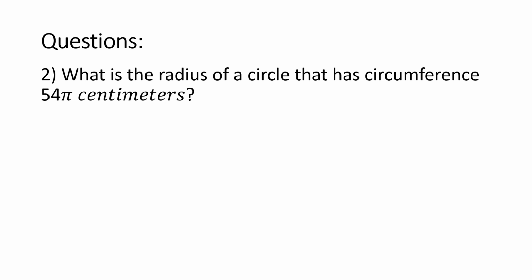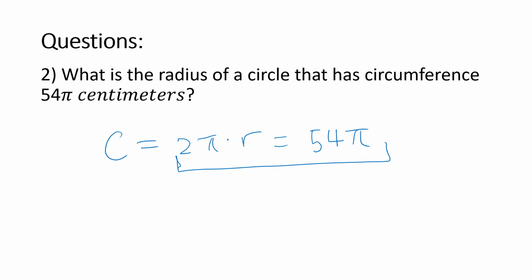Sample question number 2. What is the radius of a circle that has a circumference of 54 pi centimeters? The circumference C is 2 pi multiplied by r, the radius, right? The total circumference right now is 54 pi. As we said last time, you have this equation and you want to find this unknown. We can divide or multiply on each side of the equation, so let's divide by 2 pi on both sides.